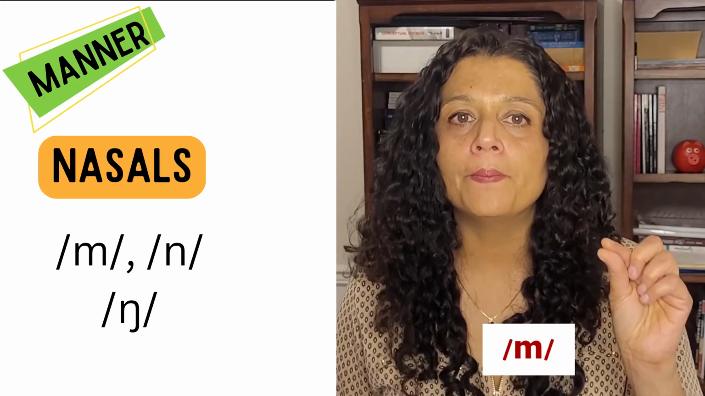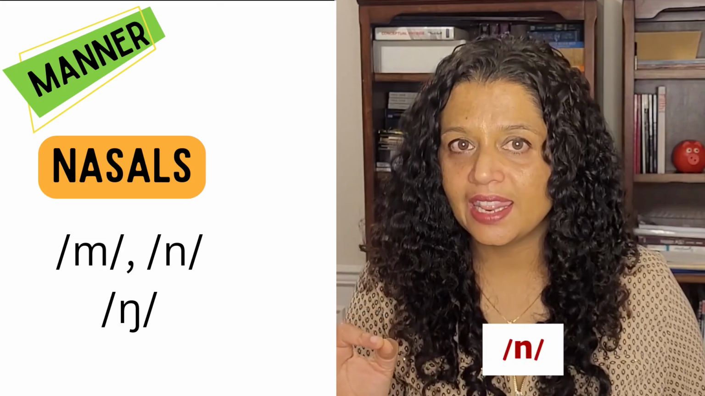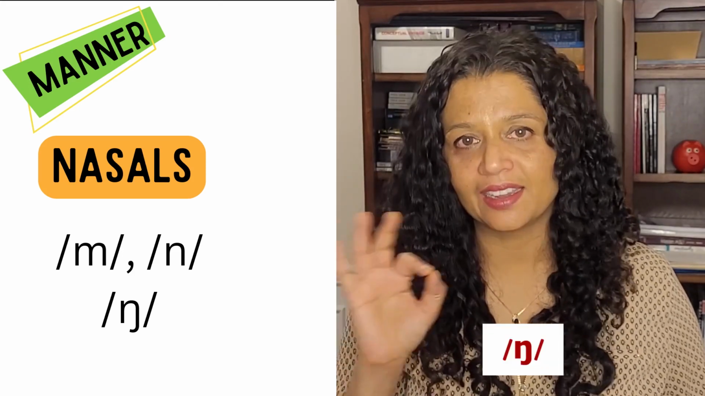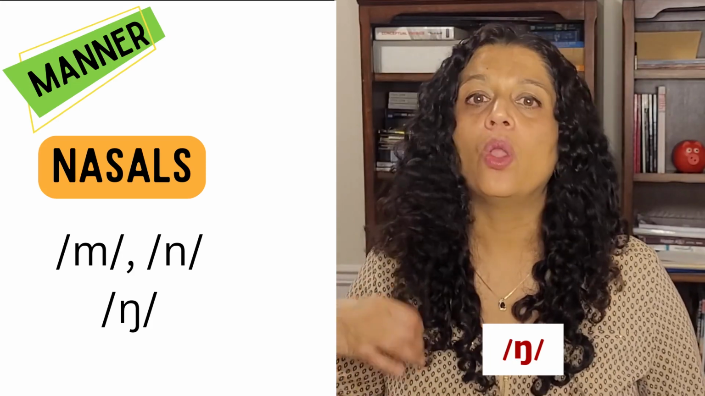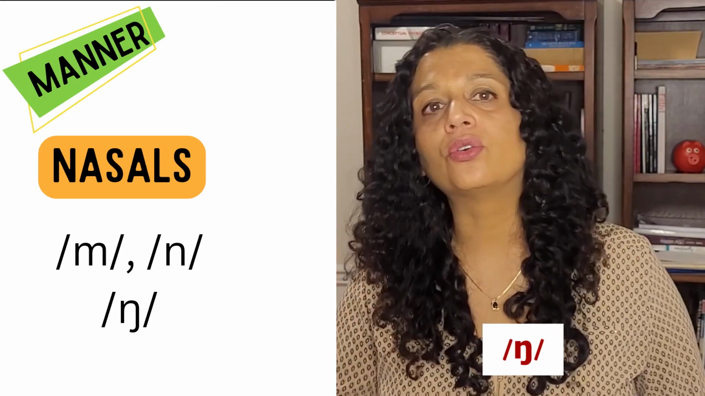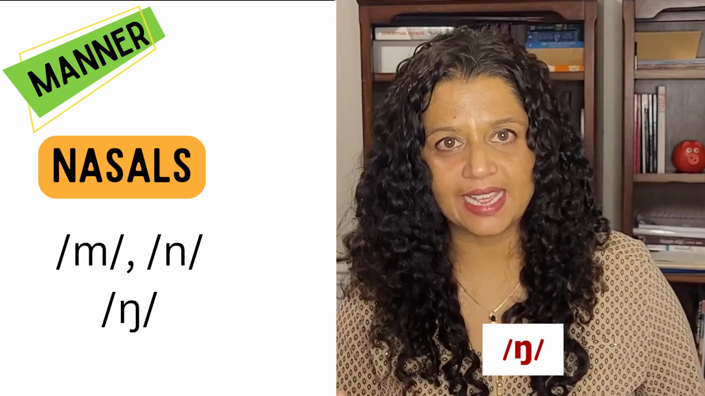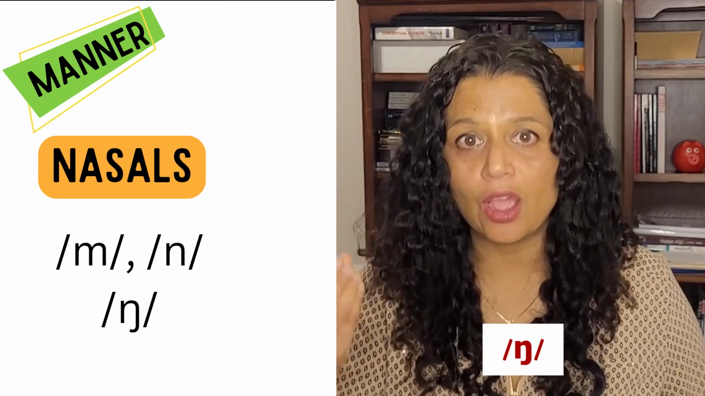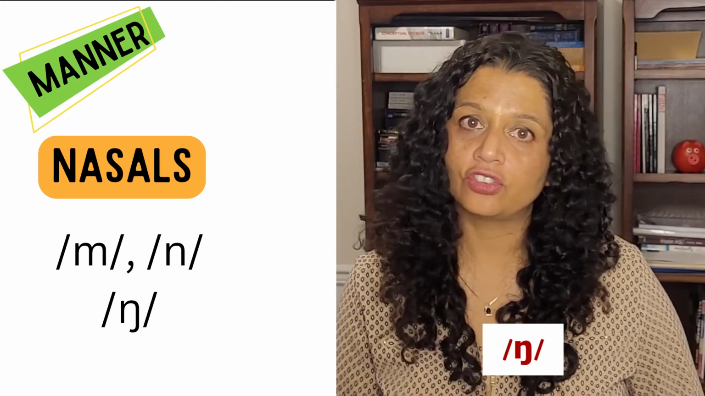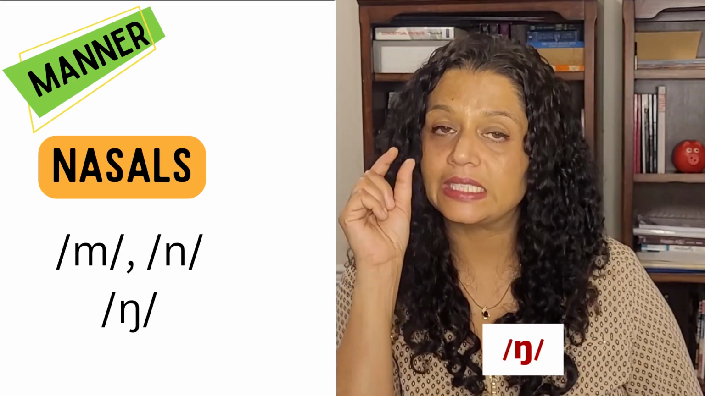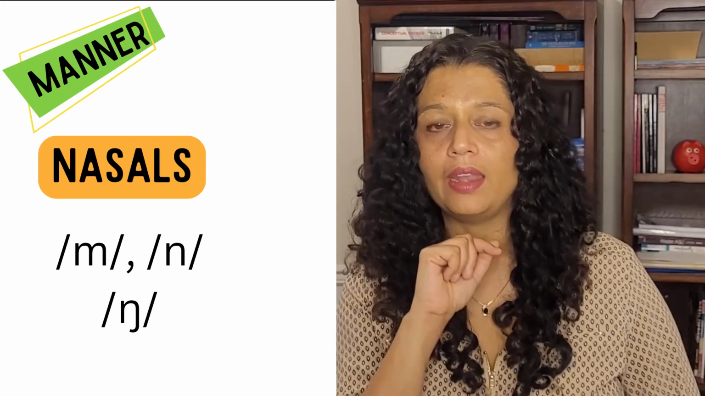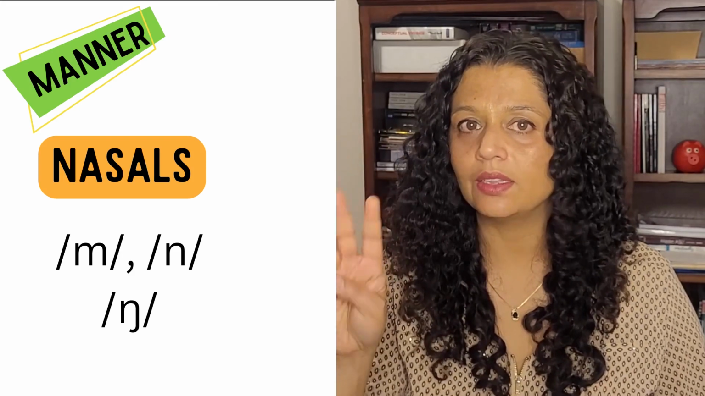And ing, like the last sound in a word like sing or wing or ring. That ing sound is a distinct sound in English. It's not a distinct letter of the alphabet, but it is a distinct sound. So three nasals: m, n, ing.